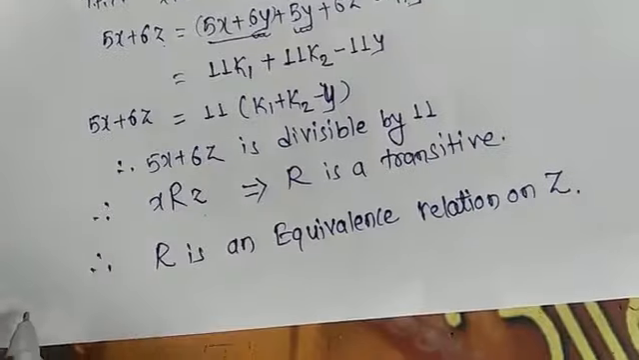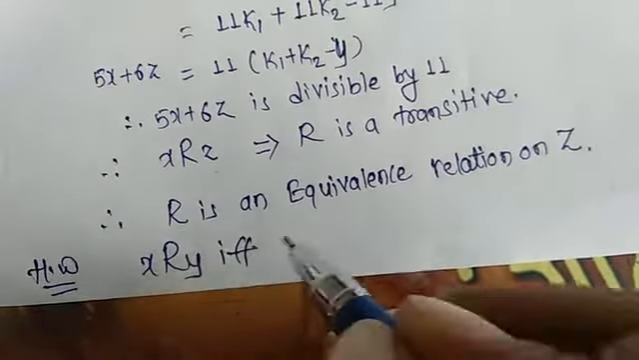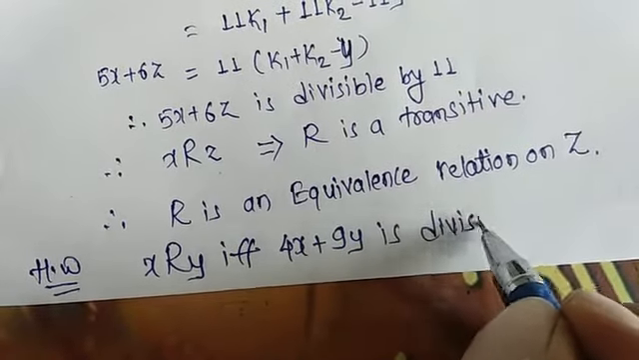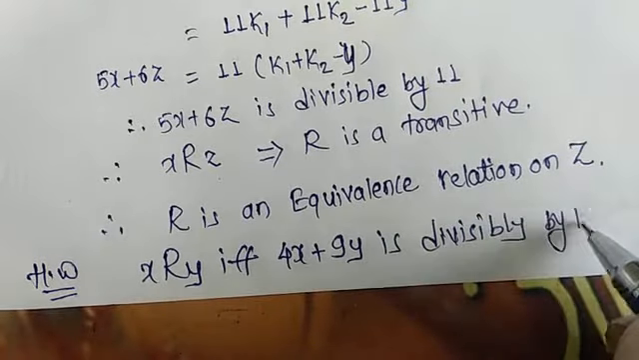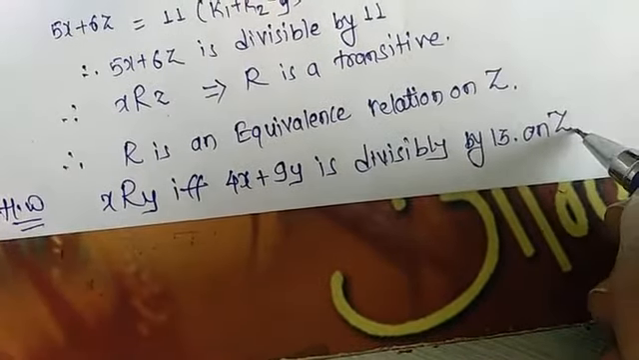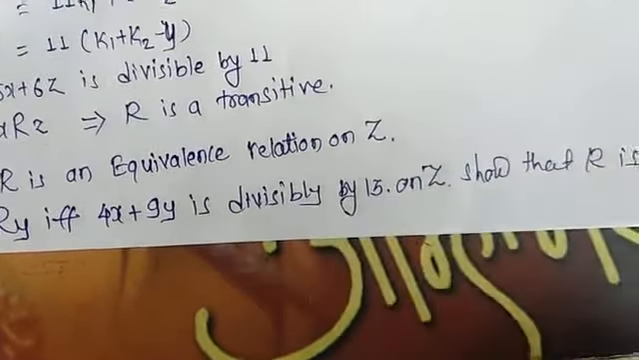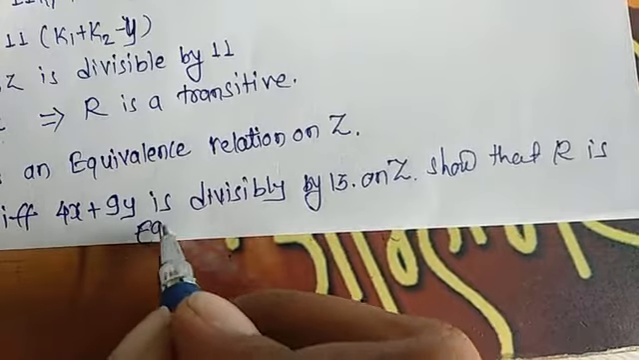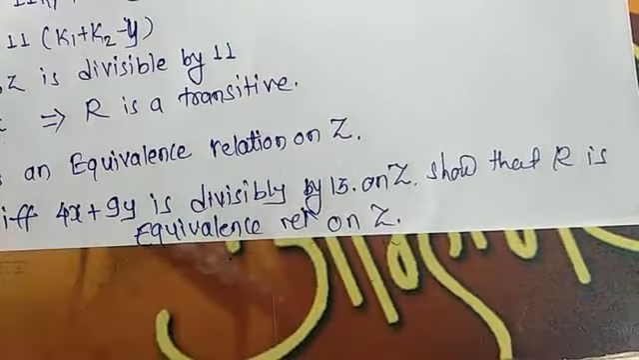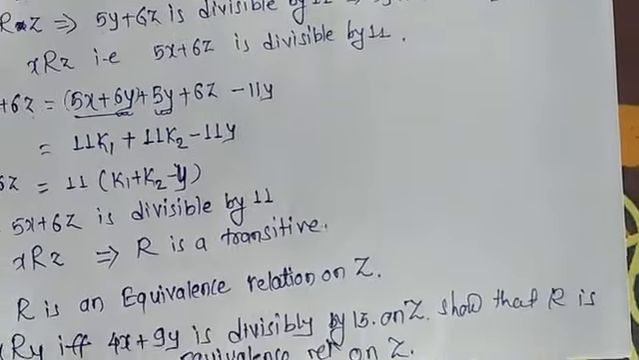For homework, you must solve an example of the same type: x is related to y if and only if 4x plus 9y is divisible by 13. Show that on the set Z, R is an equivalence relation. It is the same kind of example, so please try to solve it.